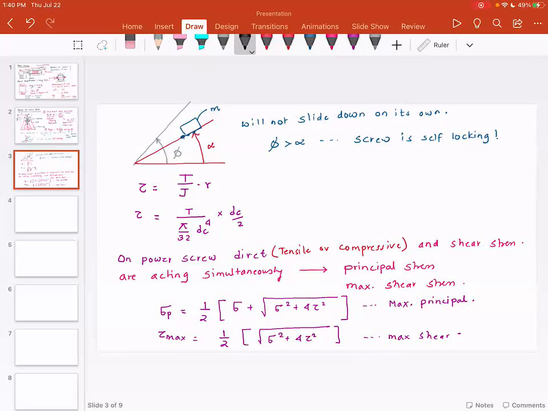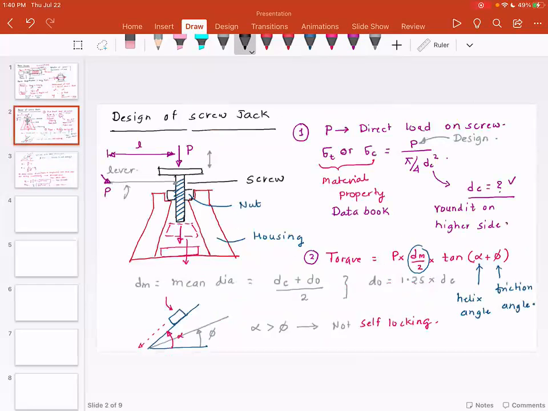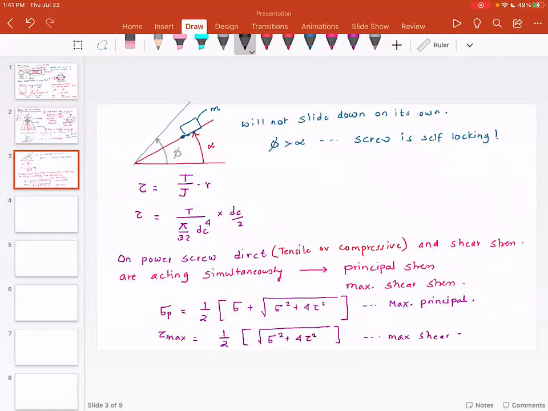Now, how do we address this issue? The way to address it is, when we find the value of DC, or core diameter, from this step, we would make it slightly bigger. I'll take an example and discuss this. Once we find the core diameter, when we round it off, we will round it off further so that when we get the new sigma C or new sigma T, and the values of tau based on the new DM, the overall stress, which is the maximum principal stress or maximum shear stress, would be less than the design strength of the materials. So this should be less than sigma design. This should be less than tau design.